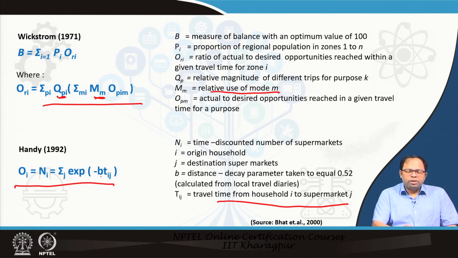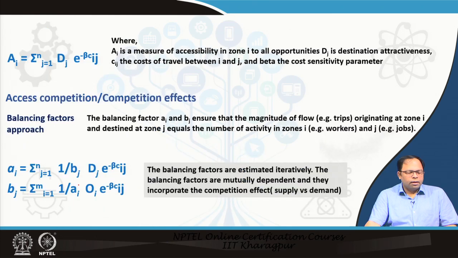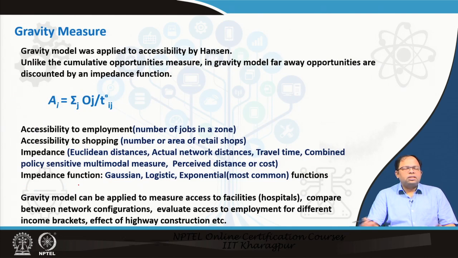So this is what has been used, and Ni is of course the time-discounted number of supermarkets, and i is the origin household, and j is the destination supermarket. So this is the form that Handy has given. So these are the different kinds of cumulative measures, and then we come to the gravity measures.